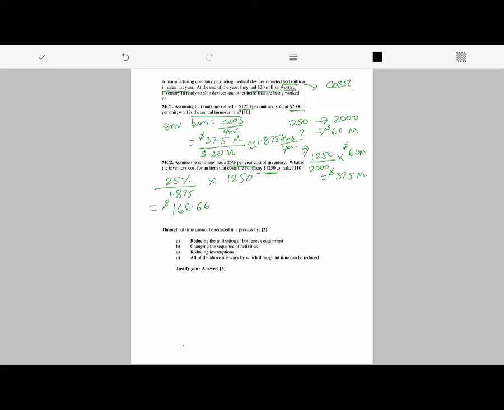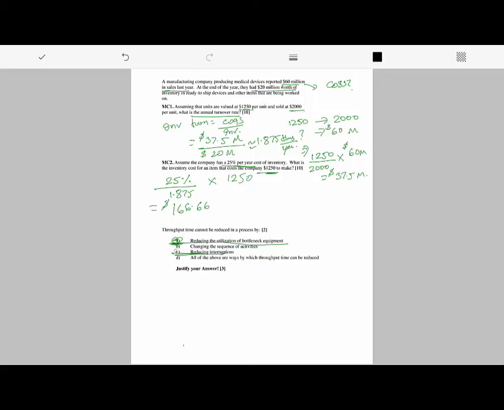Okay, which of these: throughput time cannot be reduced in the process. Well, reducing the utilization at the bottleneck obviously would reduce the throughput time, right? Because that just means reducing the processing time at the station. So obviously this is not the answer. Reducing the interruptions, well, if you reduce the interruptions, it's like reducing the processing time again, right?